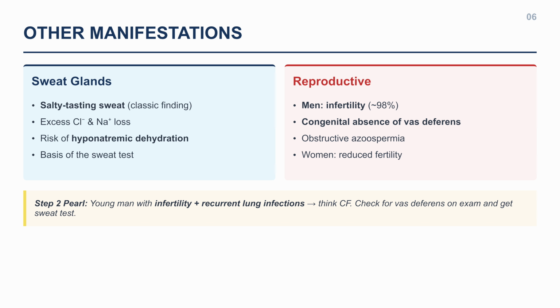Step 2 Pearl. A young man with infertility plus recurrent lung infection should make you think CF. Check for absent vas deferens on physical exam and order a sweat chloride test.